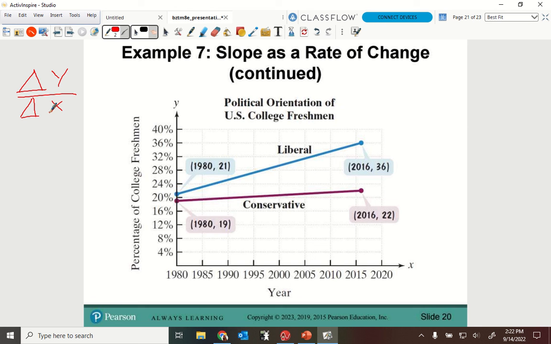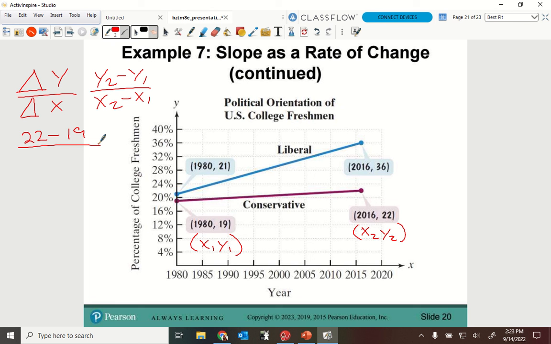So the formula that goes along with this is y2 minus y1 over x2 minus x1. This point right here is x2, y2. This first one right here is x1, y1. We're going to do the blue one in a second on the other side. From here, we're going to start plugging in my numbers. What's y from the second? 22. 22 minus y from the first, 19, over x from the second, 2016, minus x from the first, 1980. Go ahead, do the math for me, please.